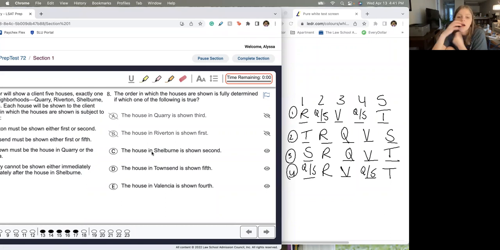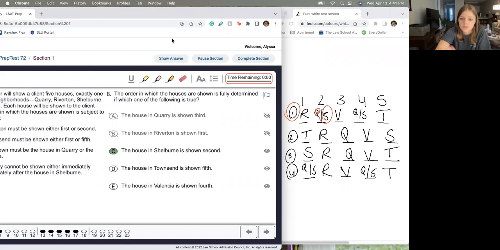Okay, our third answer choice says the house in S is shown second. Let's see what we got there. This is the only world where that can happen. And if I put S in second, that's going to force Q in fourth. I like this answer choice. It's coming from one world, and I know who's in each spot. I can tell you that R is first, S is second, V is third, Q is fourth, T is fifth. I have no doubts of that. So I like this answer choice. I'm going to pick it.